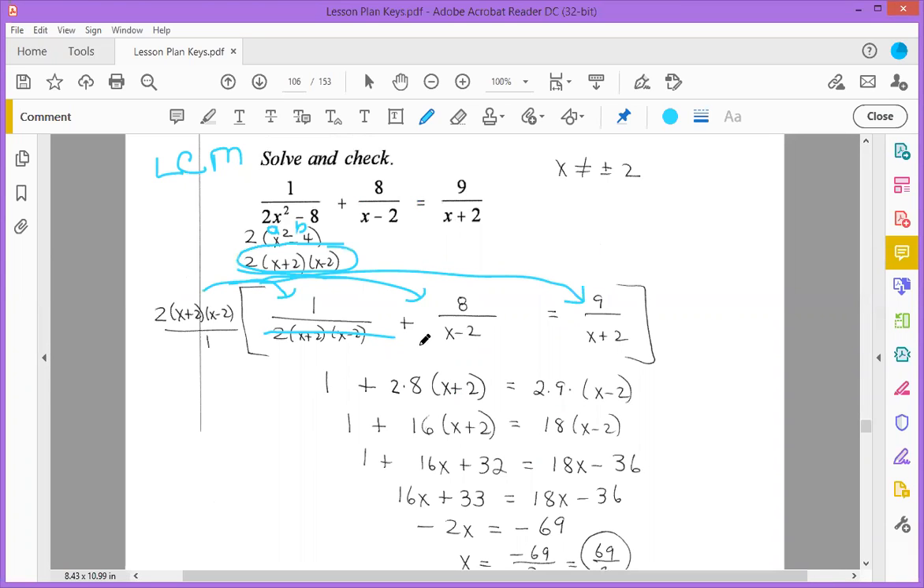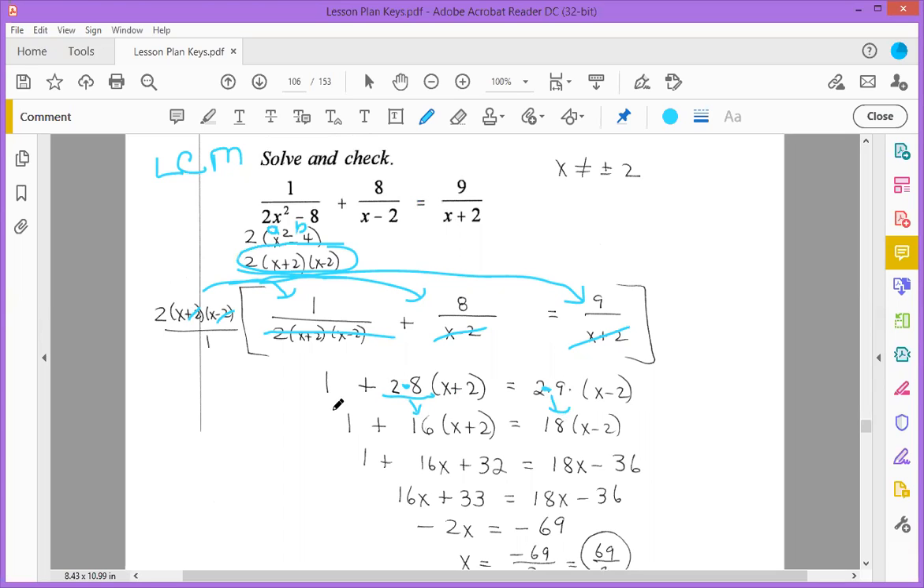When we multiply the second term, 8 divided by x minus 2 times that LCM, the x minus 2s are going to cancel. And that'll leave 8 times 2, okay? This is showing 8 times 2, and then times that x plus 2. When we multiply the term on the right side of the equal sign, x plus 2 will cancel, leaving 9 times 2 outside parentheses and x minus 2 inside parentheses. So we've got to remember to distribute after we multiply these terms.